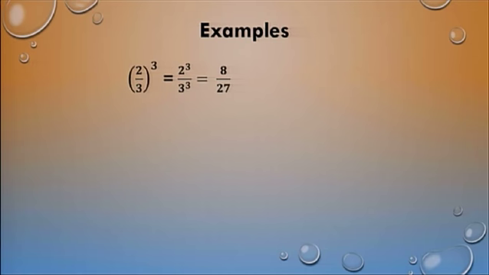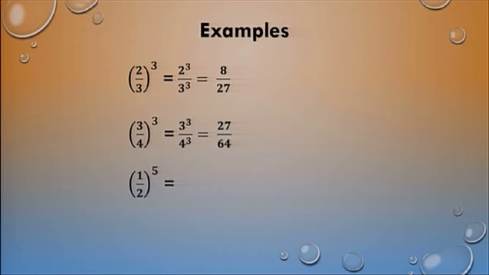Here we have (2 over 3) power 3. Instead of writing 2 over 3 times 2 over 3 times 2 over 3, we can simply write 2 power 3 divided by 3 power 3, which is equal to 8 over 27. (3/4) power 3 is equal to 3 power 3 divided by 4 power 3, equal to 27 over 64. What about half to the power of 5? Yes, it is 1 power 5 divided by 2 power 5, equal to 1 over 32.